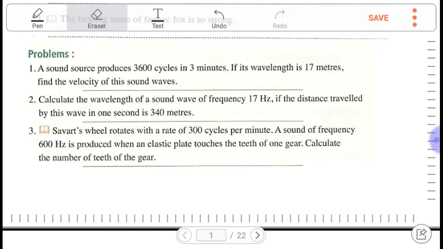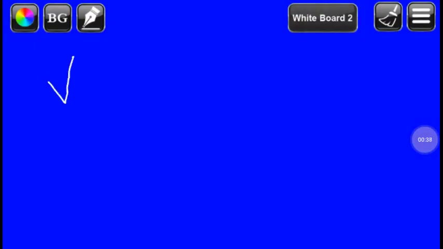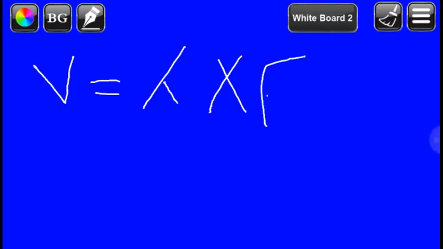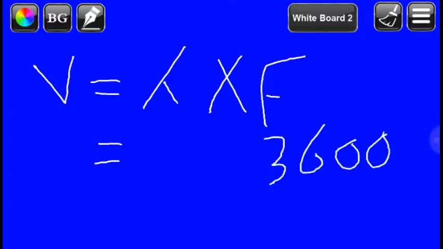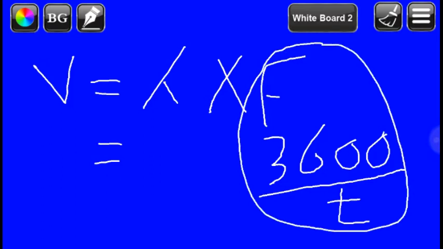Okay, to calculate the velocity, we have to know the law of the velocity that relates the wavelength and the frequency. Very good. So the velocity equals the wavelength lambda multiplied by the frequency. We have 3600, but this is a number of cycles. The number of cycles divided by the time will give us the frequency.